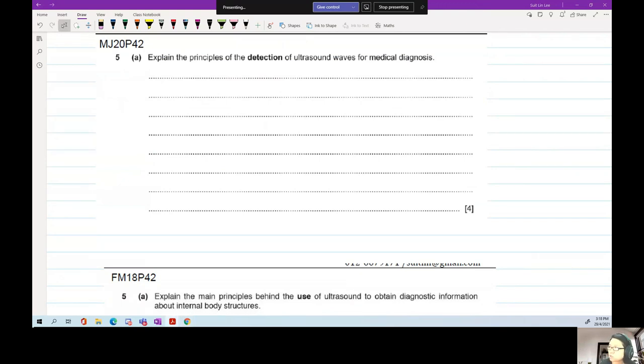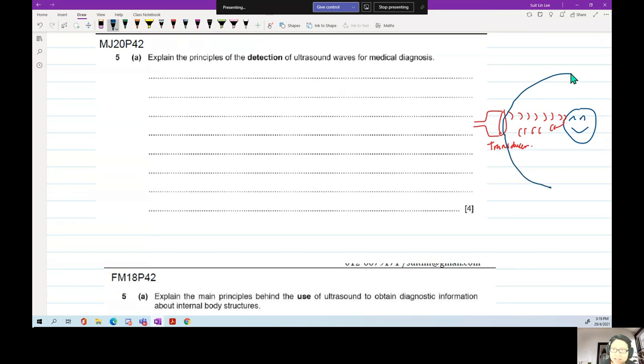So if we are going to detect ultrasound, right now we are trying to talk about what happens when the ultrasound enters the body and comes back to you. So let's say this is your stomach, and then your baby is here. I'm not good at drawing. The ultrasound comes, hits the baby's skull and then reflects. My transducer is here, on the skin. Let me draw the belly properly. This is the transducer. This is the baby inside the belly. Okay, so we want to talk about detection, from here to here.